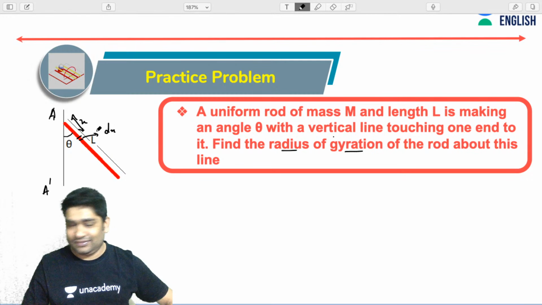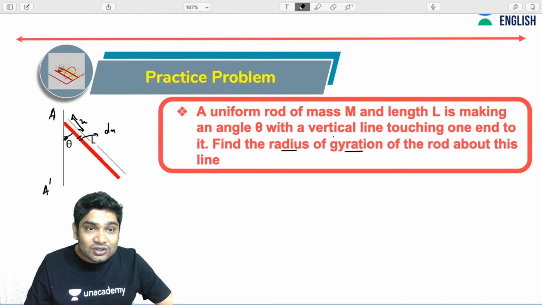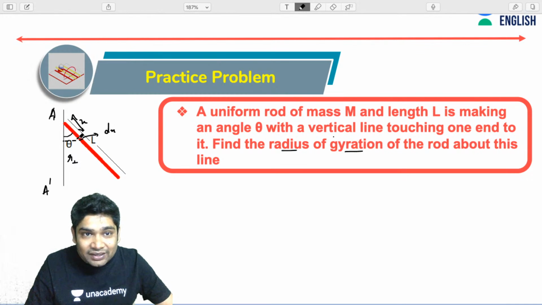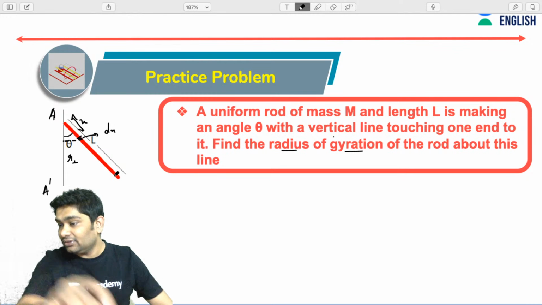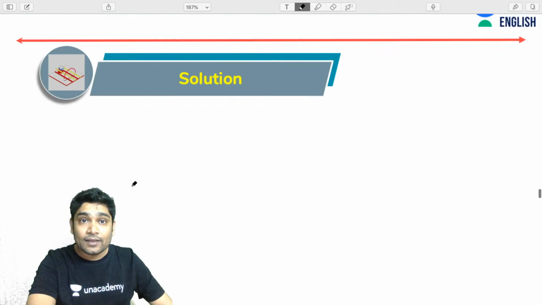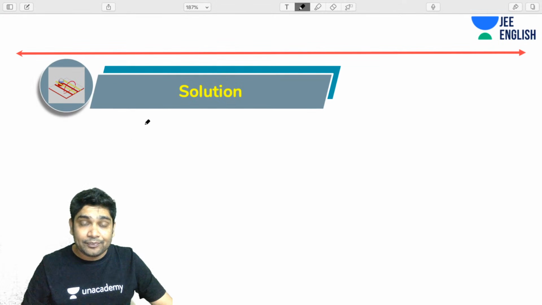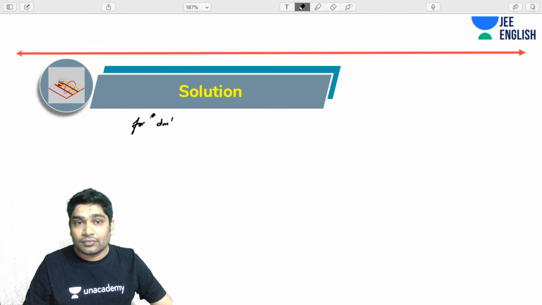Am I not? Okay, so this will be the r perpendicular, right? What is the r perpendicular for this small element? It would have been x sine theta. So for a small mass dm, r perpendicular would be equal to x sine theta.